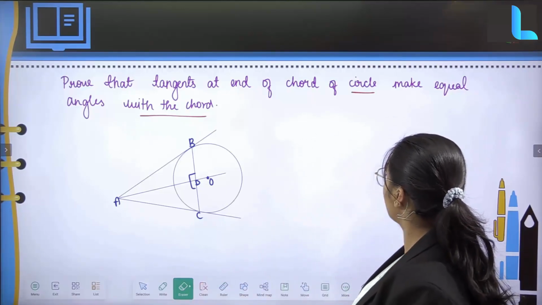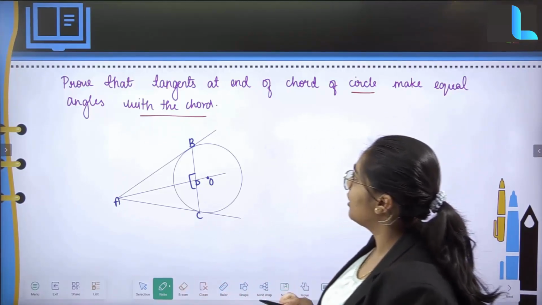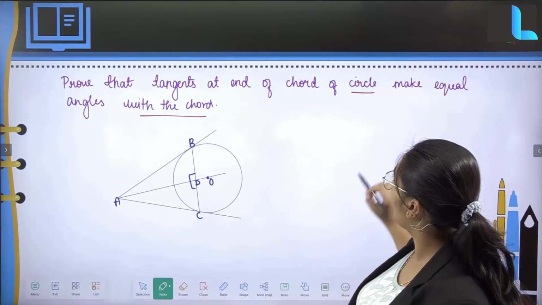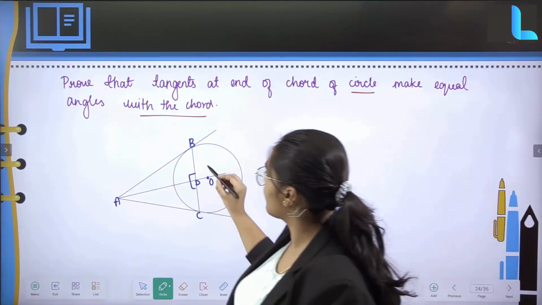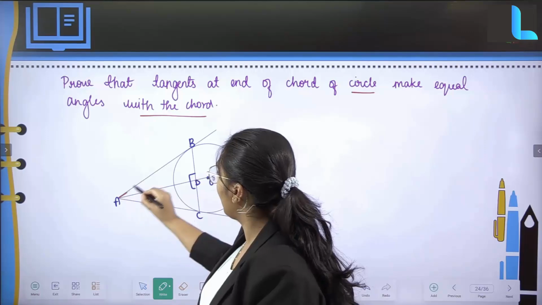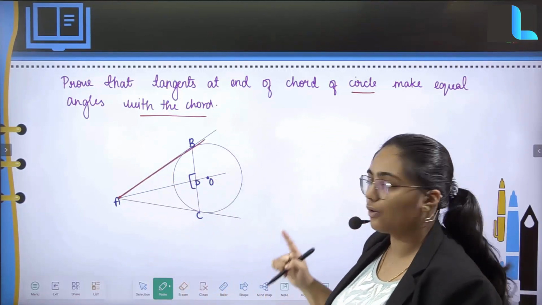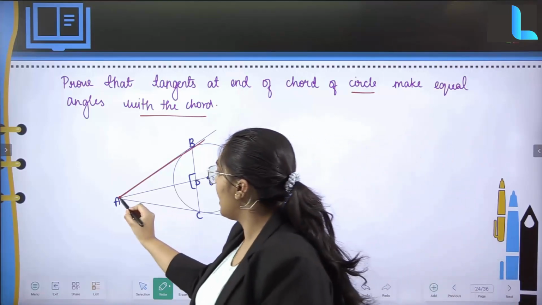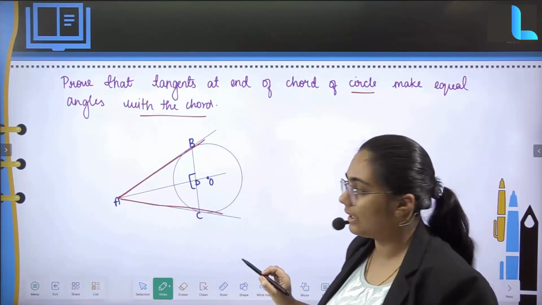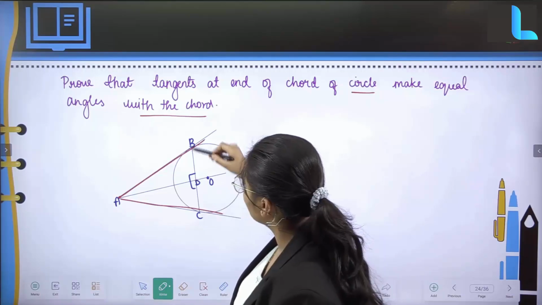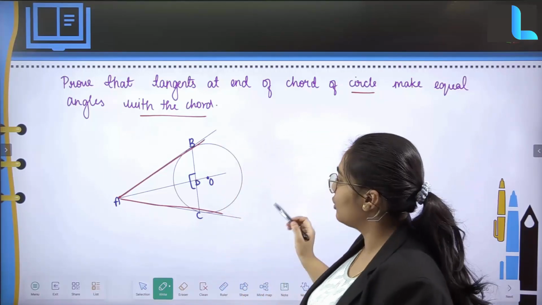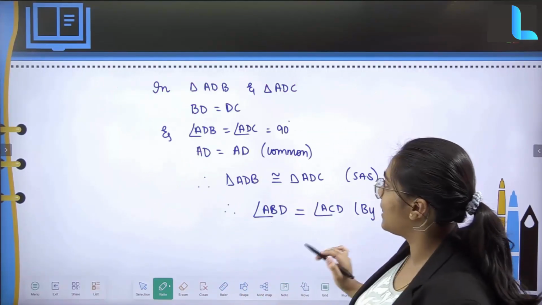So what is the difference in this theorem? Here, tangents at the end of a chord of a circle make equal angles with the chord. See over here I have a tangent. There is a point external to the circle, which is going to be point A, and there are my two different tangents, and there is a chord also, which is going to be BC. Now, what do I have to prove?